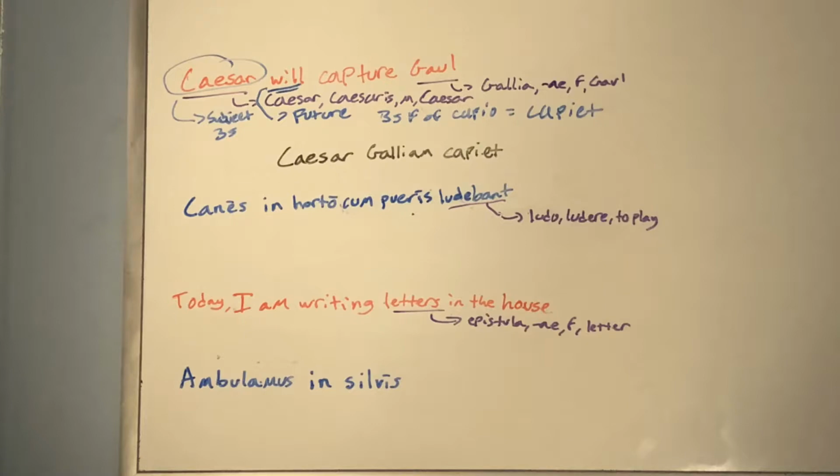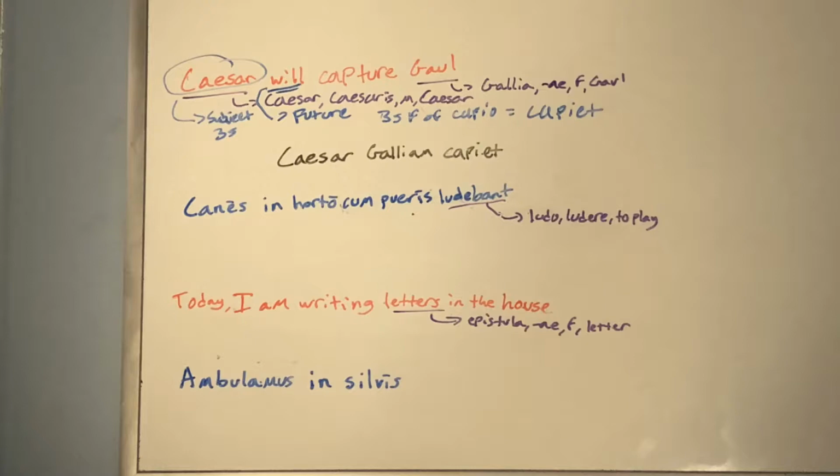It's third person singular, which agrees with our third person singular subject, which is Caesar, and it shows us the future tense because will capture. All left for us to do is make Gaul a direct object. Since it's first declension, we have our am ending, so Galliam. So this sentence would be translated into Latin as Caesar Galliam capiet.